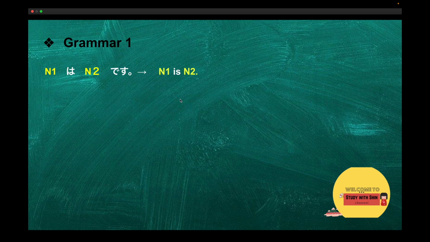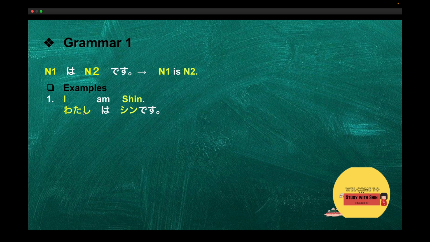Let's take a look at the examples. When you introduce yourself, first you say your name. Here I will say, I am Shin. Watashi wa Shin desu. Watashi here means I. But don't translate it directly as "am", because it's not a direct translation. If you want to say, I am something or this is something, noun 1 wa, noun 2 desu.